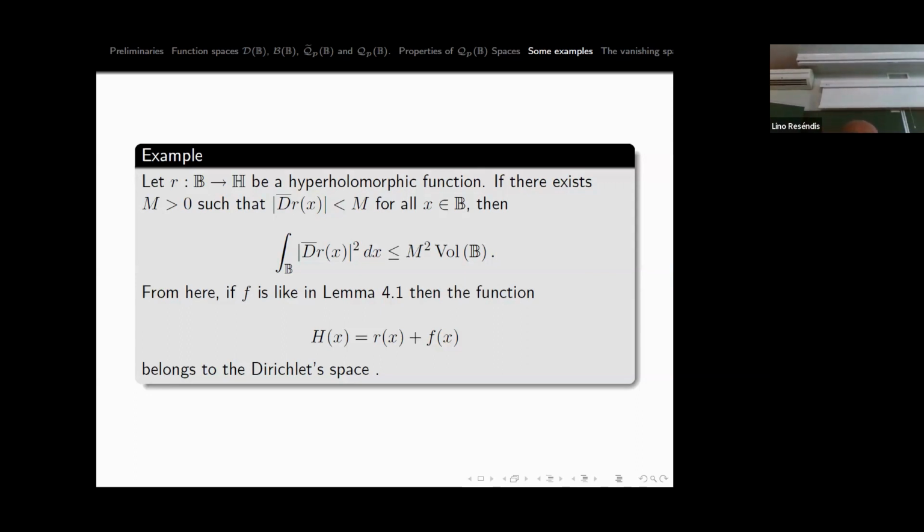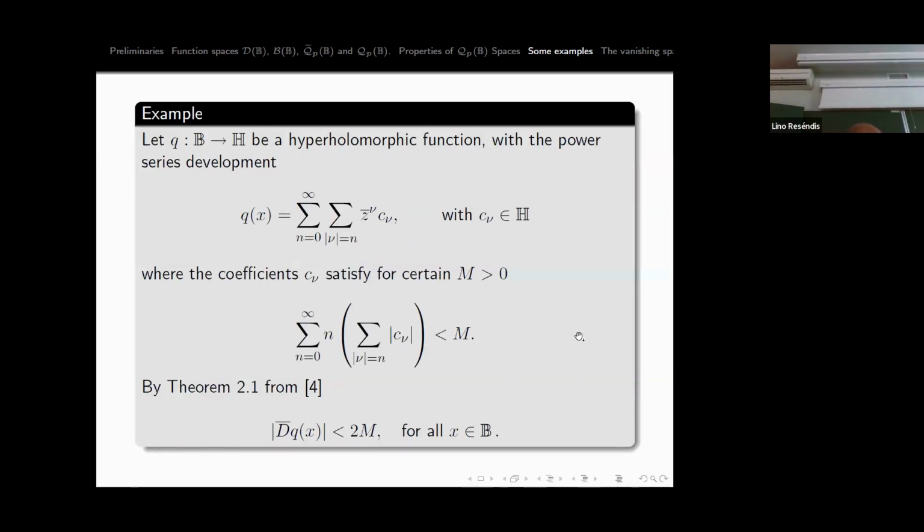Okay, again, if we consider any hyperholomorphic function such that d bar of f is bounded, then of course, because d bar is bounded, this function belongs to the Dirichlet space. And again, we can consider this function, and it also belongs to the Dirichlet space.